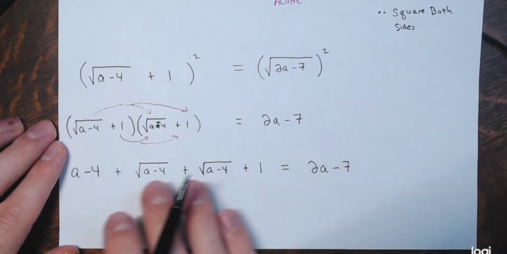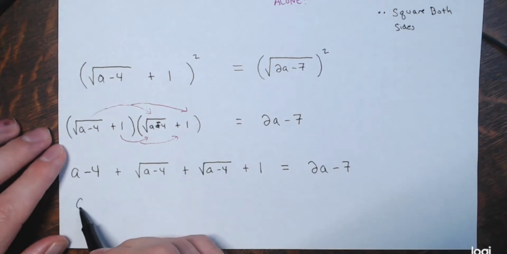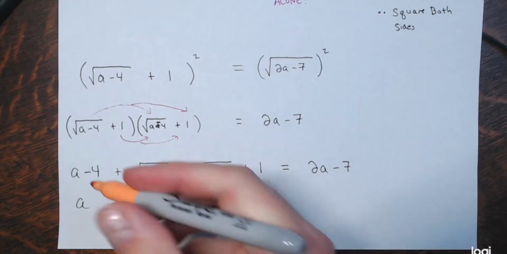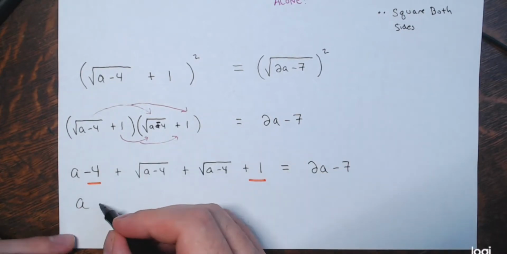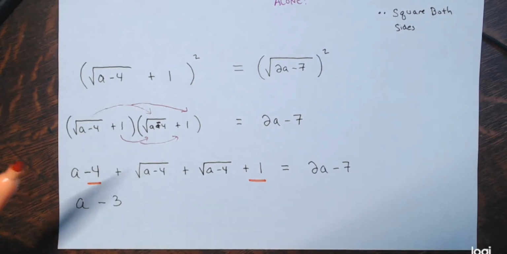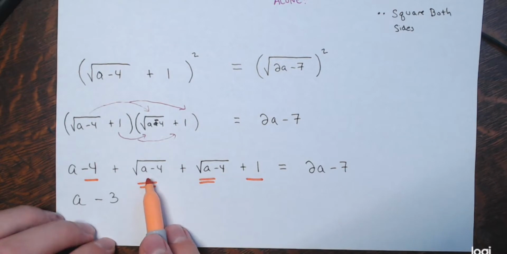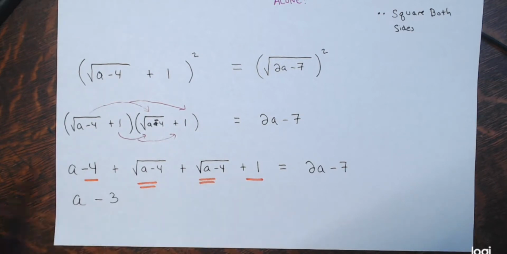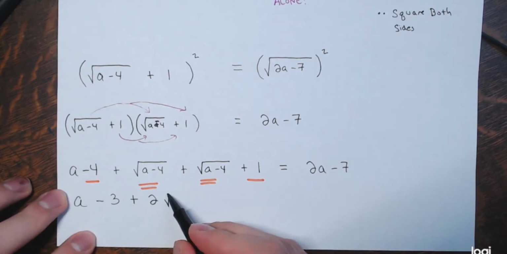And now I'm going to simplify. We'll combine some like stuff over here. We've got a, then the negative 4 and the positive 1 go together. That's minus 3. And then these terms are like radicals, right? The square root of a minus 4, and then I have another square root of a minus 4 being added to that. So that's plus 2 times the square root of a minus 4.